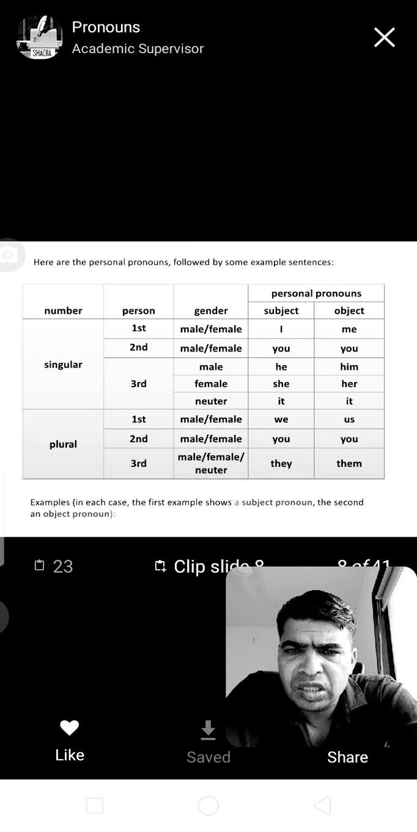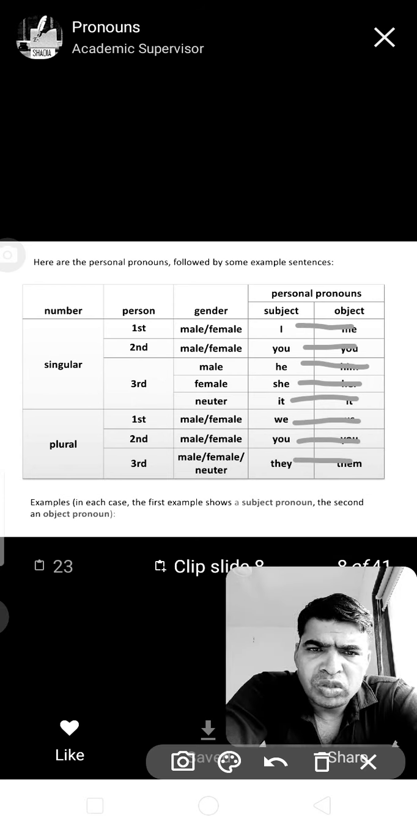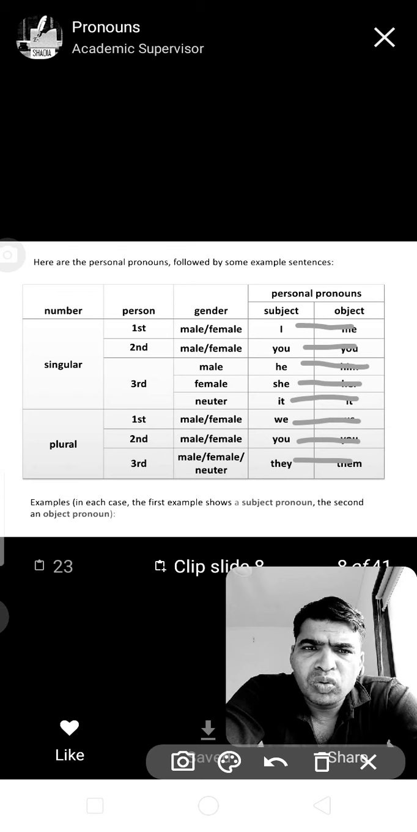So we can see what happens: I becomes me, you remains you, he him, she her, it remains it, we us, you remains you, and they them. So some pronouns change according to subject and object, and some do not change.